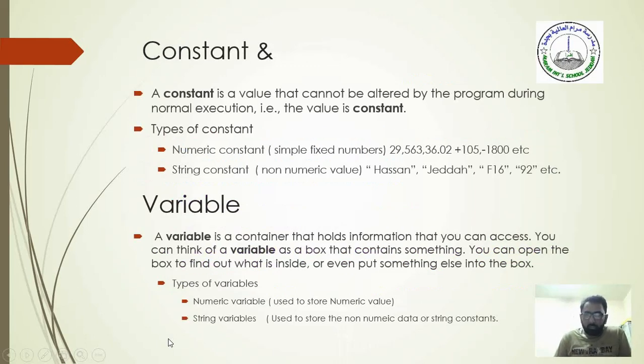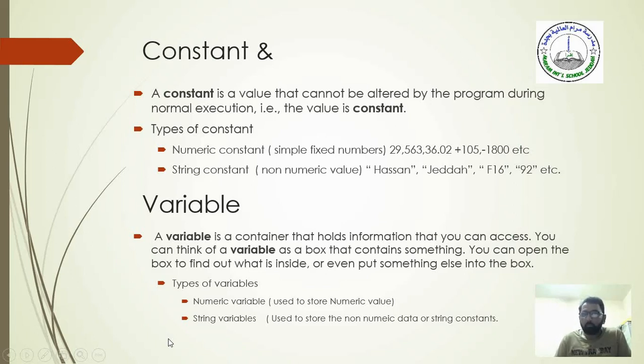This slide is very important to learn any kind of language, where we will discuss what a constant is and what a variable is. A constant is a value that cannot be altered by the program during normal execution. When you write any program and you assign a constant value, it never changes during the execution of the program. Whenever you run the program, the output will be the same.